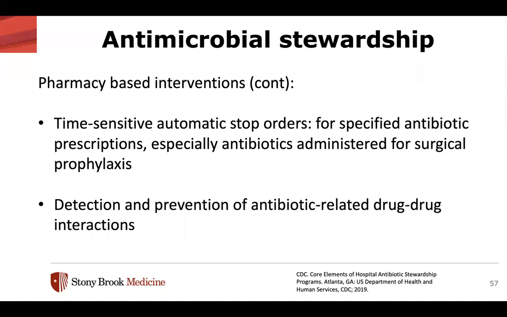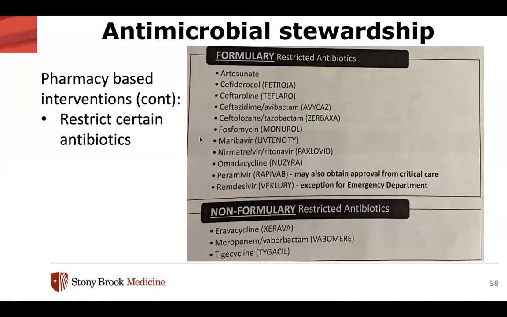Another is detection and prevention of antibiotic-related drug-drug interactions. An example would be using fluoroquinolones and then using certain vitamins. You want to make sure that they're spaced out, because that is a drug interaction with fluoroquinolones. And then the final pharmacy-based intervention that I have is restricting certain antibiotics. I got this from Katie. It shows our restricted antibiotics, ones that are on formulary versus not on formulary. Restricting antibiotics is really helpful because you want to use all your other options first, and then save these antibiotics for patients that really need them and are resistant to all the other antibiotics out there.